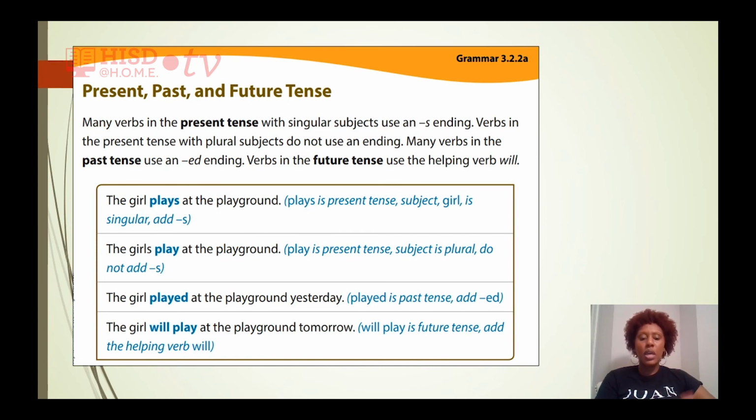If we look at it in the past tense, the girl played at the playground yesterday. We added the ed to the end to show that it happened in the past. And to represent it with the future, the girl will play at the playground tomorrow. We added the helping verb of will to tell us that it's going to happen in the future. It's not happening right now.